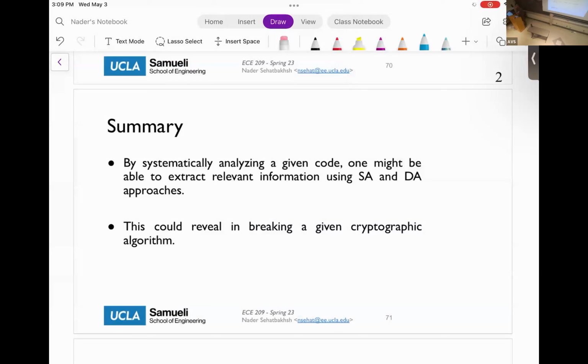Okay, so to summarize, what I showed you is that by systematically analyzing the code, one might extract valuable information about the design, the data, and the instructions, and they can use things like simple analysis and differential analysis. They can go one step further and do template analysis, and they can use a variety of different signal processing or machine learning algorithms to extract even more information and launch a more powerful attack. Okay, so this is the state of the art in terms of signal processing.